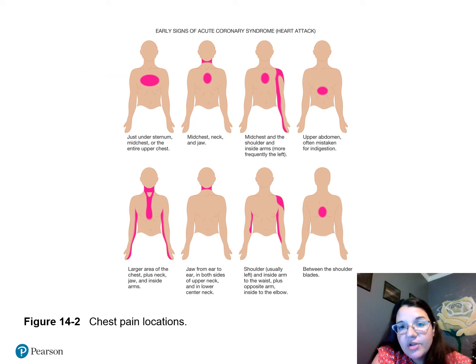So this is just showing you where on the body we can have these senses of pain. Your chest, your neck and your chest and your arm, your upper abdomen, a larger area of your chest plus your neck, jaw, and then the inside of your arms, your jaw, meaning from ear to ear, your shoulders, and then between your shoulder blades on the back.